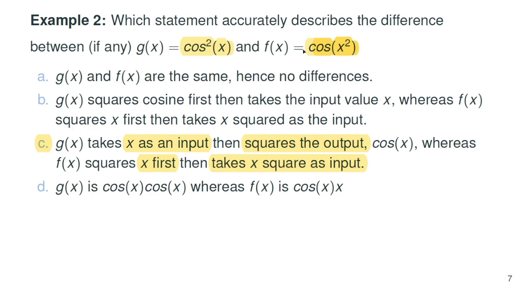So there's a big difference between these two notations. For example, if I plug pi over 4 into this one, it will be cosine pi over 4 multiplied by cosine pi over 4. Cosine pi over 4 is square root of 2 over 2, so I'm multiplying square root of 2 over 2 by itself. Whereas for f of x, if I plug in pi over 4, I'm squaring the number first. Pi over 4 squared, I get 2 over 4, which is a half.